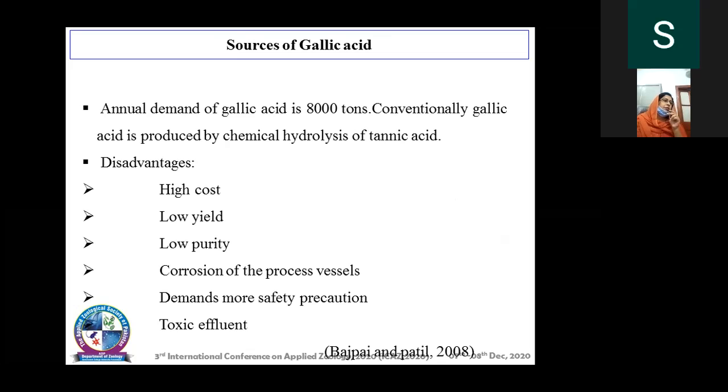The annual demand of gallic acid around the world is approximately 8,000 tons, and conventionally it is produced by the chemical hydrolysis of tannic acid. But this process has some disadvantages like high cost, low yield, low purity, corrosion of the process vessels, and it demands more safety precautions due to toxic effluents that are generated during the process.